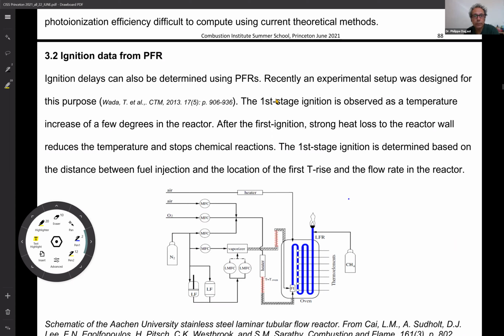They use it to determine ignition delay. The first stage ignition is observed as a temperature increase of a few degrees in the reactor. After the first ignition, strong heat loss to the reactor wall reduces the temperature and stops chemical reaction. The first stage ignition is determined based on the distance between the fuel injection and the location of the first temperature rise, and the flow rate in the reactor.